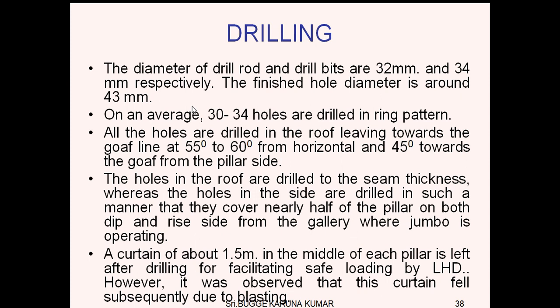On average, 32-34 holes are drilled in the ring pattern. All the holes are drilled in the roof, leading towards the roof line, 55 degrees to 60 degrees from the horizontal and 45 degrees towards the core.